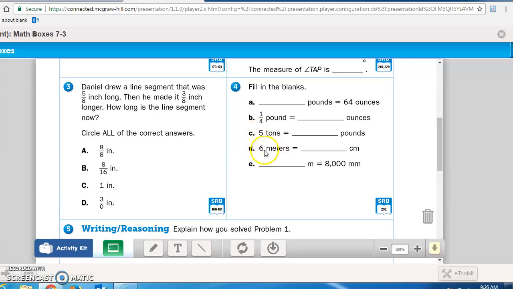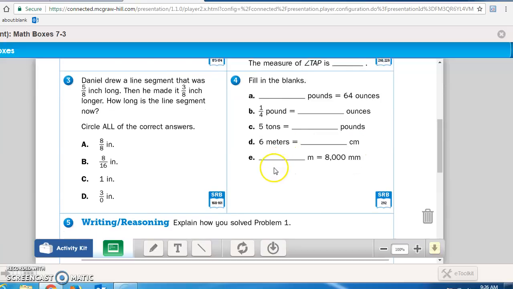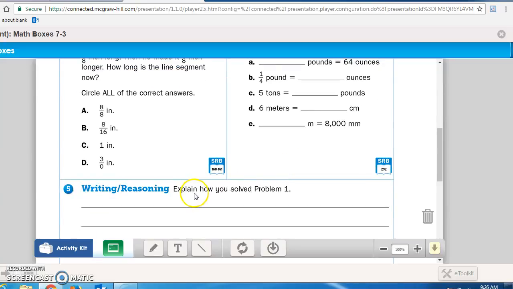How many centimeters are in 6 meters? We'll figure out how many centimeters are in 1 meter and then multiply that answer by 6. And again, how many meters equals 8,000 millimeters? Well, you're going to have to take 8,000 millimeters and divide it to get your answer for meters. Number 5 says for you to explain how you solved problem number 1. Write an answer there. Go back, check this with the answer key. When you're finished, bring it up to me so I can see that you corrected it.